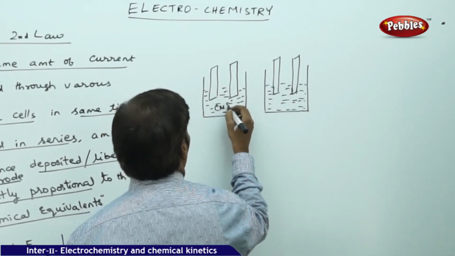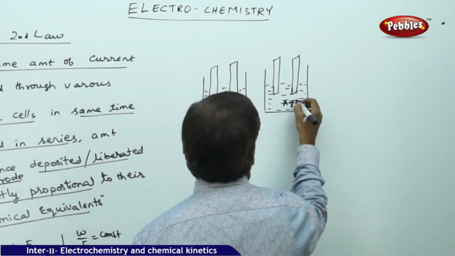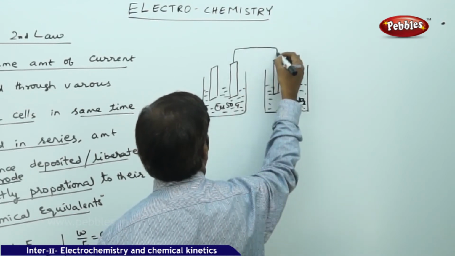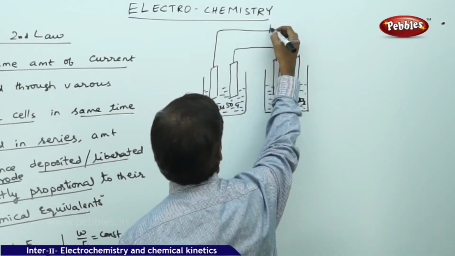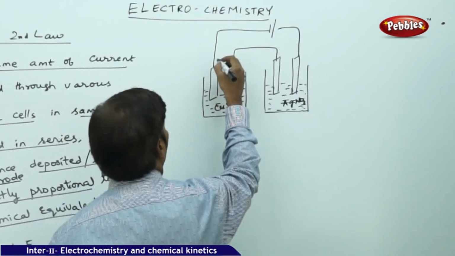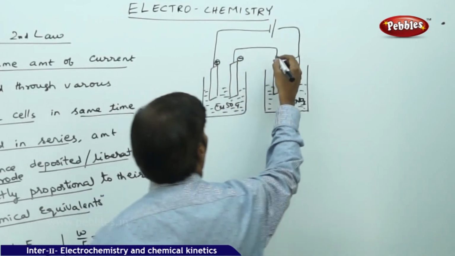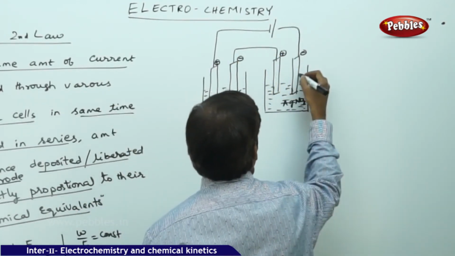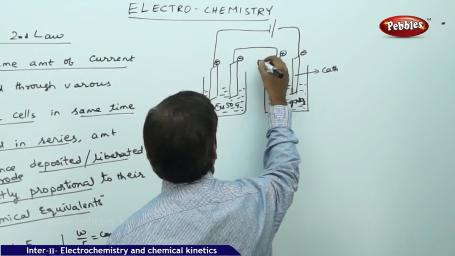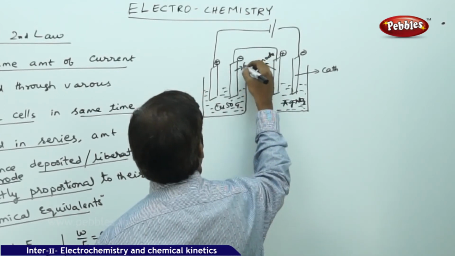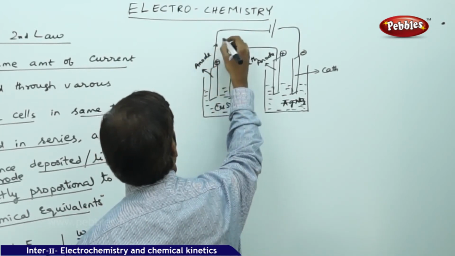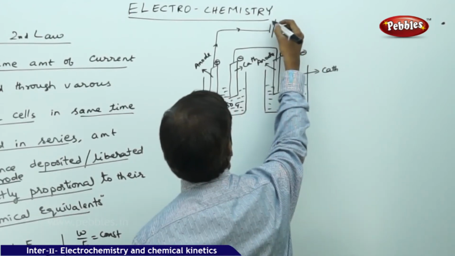Here I am taking copper sulfate and here I am taking silver nitrate. Both are interconnected with each other, and this is connected to the battery. I can take this as the positive terminal and this as negative, again this is positive and this is negative. That means this is the cathode electrode and this is the anode, again this is cathode and this is anode electrode. The current passes from the positive end to the negative end.